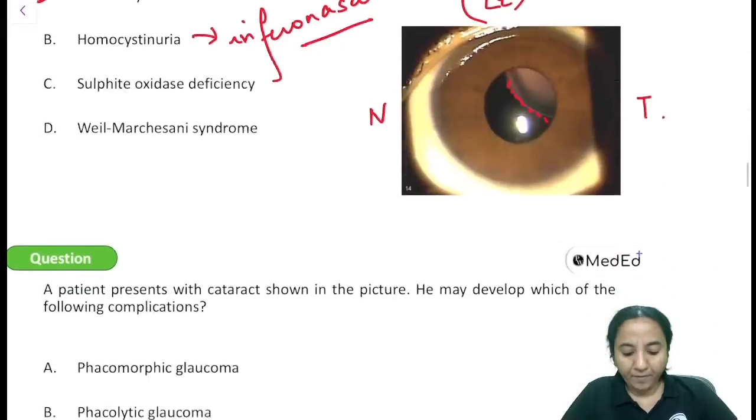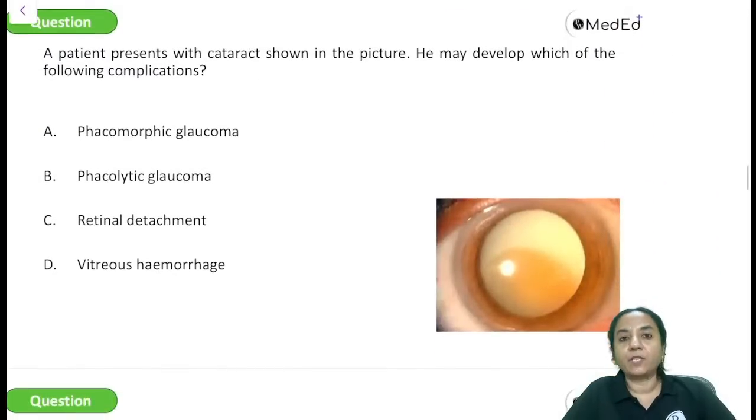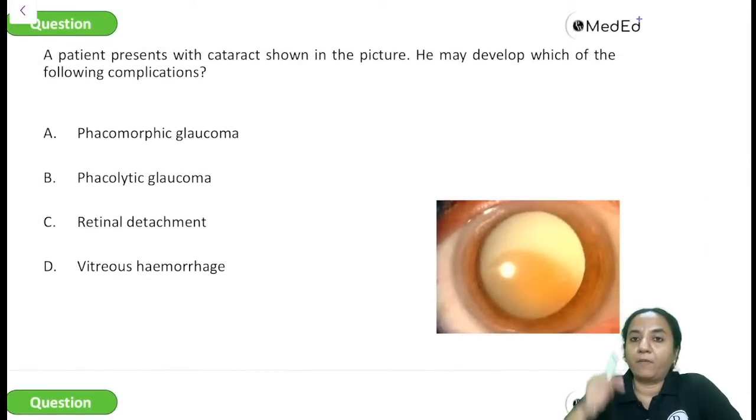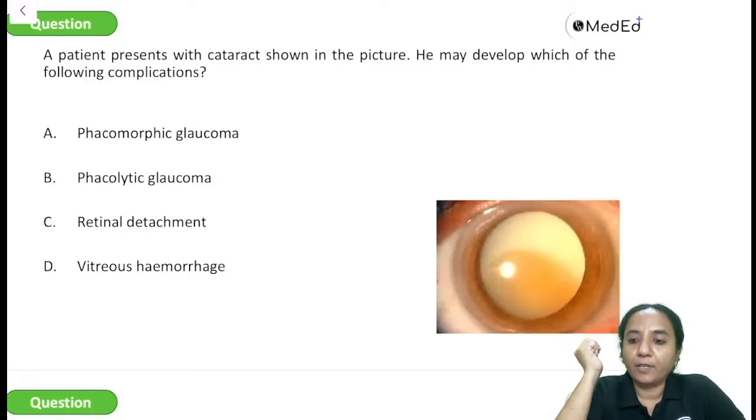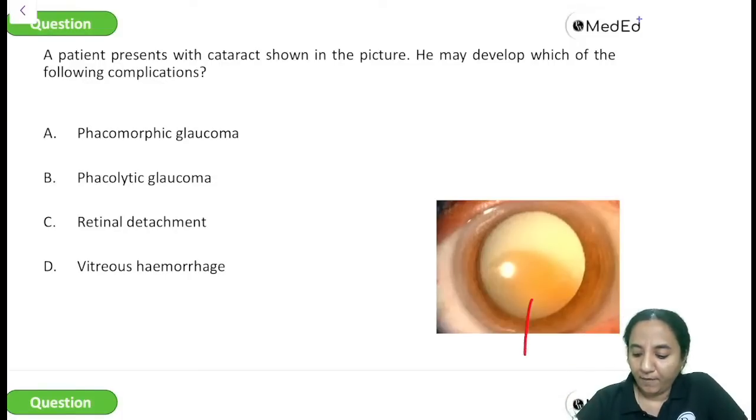Chale, next question. A patient presents with a cataract that is shown to us in the picture. He may develop which of the following complications? So what is the cataract that is shown to us in the picture? So see, we can see a sunken nucleus here.